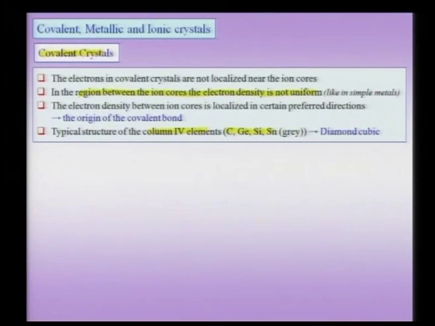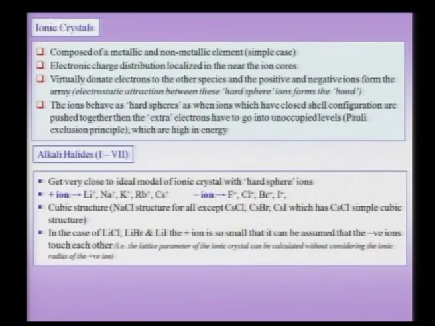But then we will also try to understand how we can have a smooth, continuous transition from covalent to ionic kind of bonding. The ionic crystal, as we have seen, is composed of metallic and non-metallic elements in simple cases. The electronic charge distribution is localized near the ion cores, and in this case we can consider the bond as one of the species donating the electron to the other species. So one of them becomes negative, the other one becomes positive, and there is an electrostatic attraction between the positive and negative ions, which we call the ionic bond, and which finally leads to the formation of the ionic crystal.